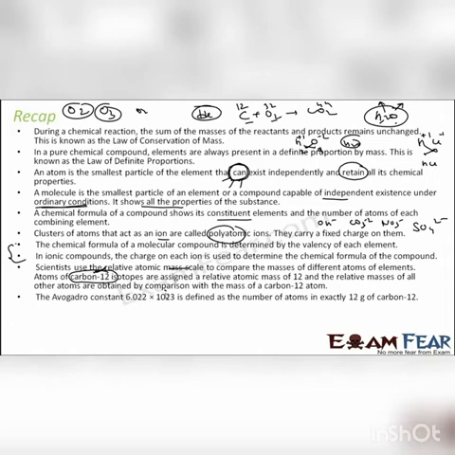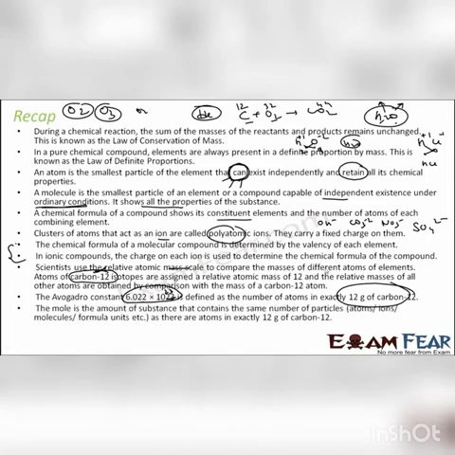The Avogadro constant is 6.022 into 10 to the power 23. This is the number of atoms in exactly 12 grams of carbon-12. Okay, and a mole of a substance is nothing but anything which has exactly 6.023 into 10 to the power 23 particles, or it is nothing but the molecular mass amount of that particular substance.